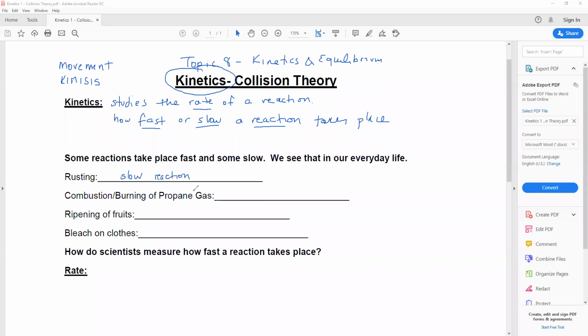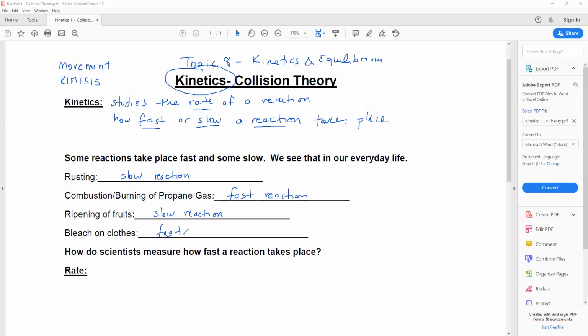How about the combustion or the burning of propane gas? For example, when you are barbecuing, you're burning something, it takes place very fast. How about the ripening of fruits? That's a chemical reaction. The fruits are ripening. That is a slow reaction. It takes place over a long period of time. How about bleach on clothes? If you wash your clothes and you drop bleach, instantly, what are you going to see? The color is going to disappear. So that's a fast reaction.